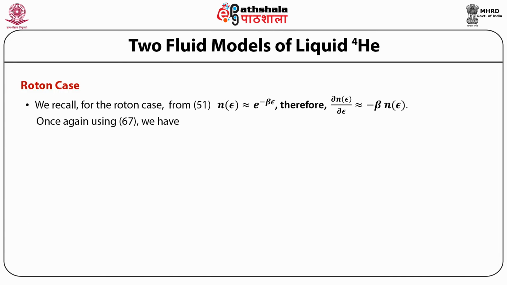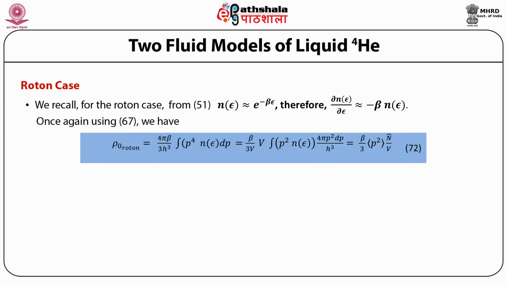We recall for the roton case from 51 that n(ε) is approximately equal to e^(−βε). Therefore, the partial derivative of n(ε) with respect to ε is approximately equal to −βn(ε). Once again using 67, we have ρ₀ of rotons is equal to 4πβ/3h³ ∫ p⁴ n(ε) dp, which is equal to β/3V times V ∫ p² n(ε) 4π p² dp/h³, which is equal to β/3 multiplied by the expectation value of p² n̄/V, where β/3 multiplied by the expectation value of p², that is the expectation value of p² divided by 3k_BT, is the effective mass of the roton.